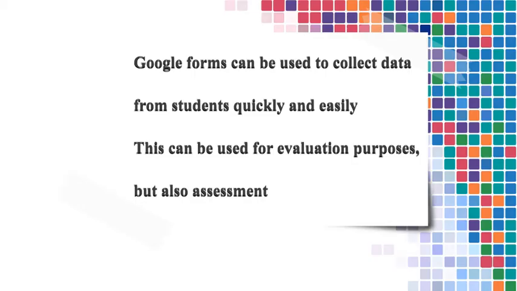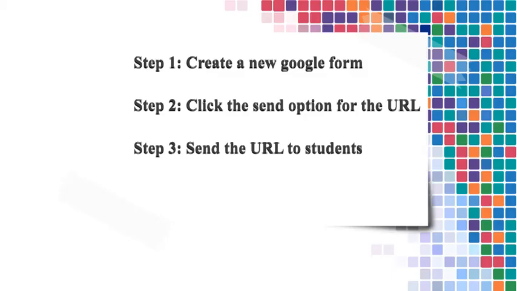Be careful also not to over-survey your students, or you will tire them of the process and you won't be able to gather the data or the information that you might need. To quickly set up and begin using Google Forms, simply create a new Google Form, click on the Send option to get a URL, and send that URL onto students. You can access the Google Form to view their responses after they have added their entries.